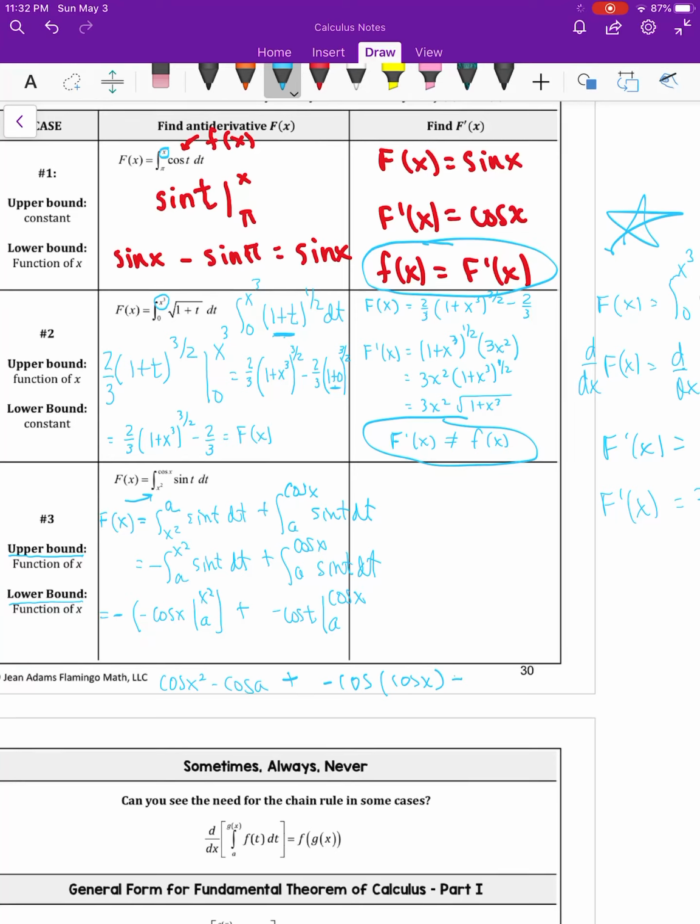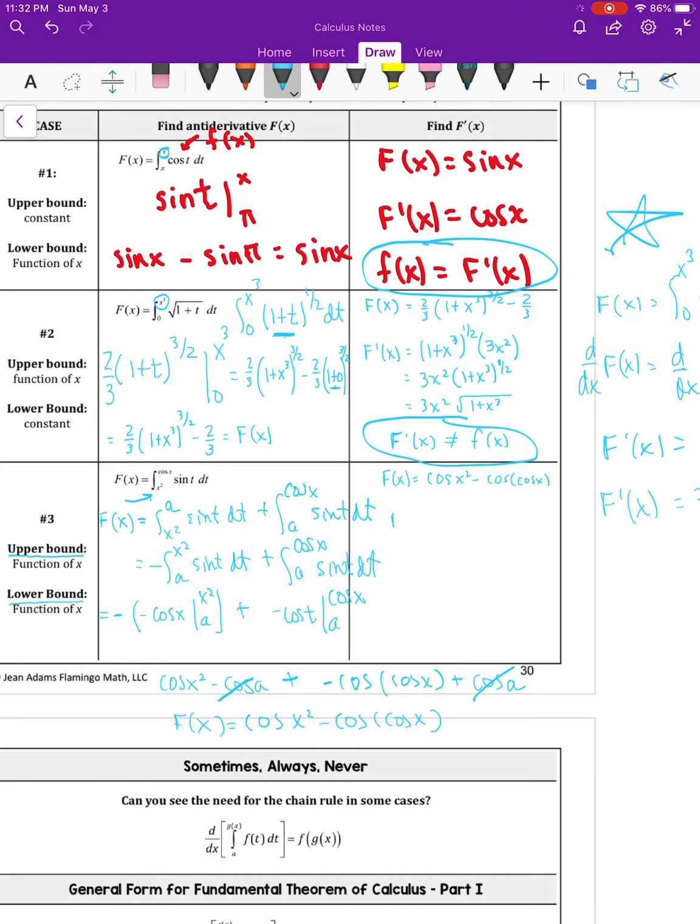This one would be negative cosine of cosine x, and then minus negative, so that'd be plus cosine a. So my negative cosine a and my positive cosine a go away, and I'm left with cosine of x squared minus cosine of cosine x. And so that is my capital F of x.